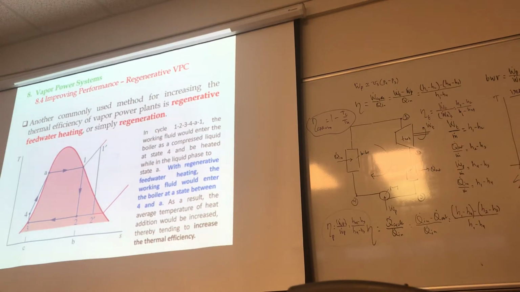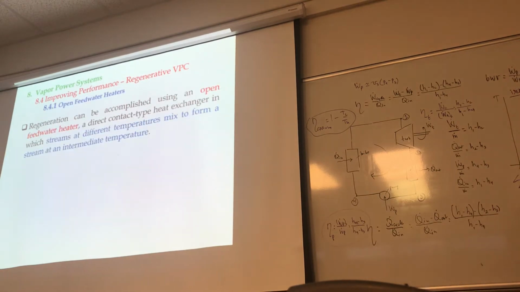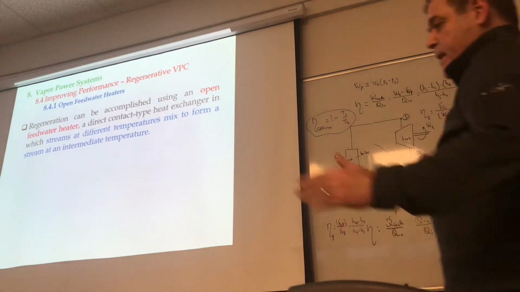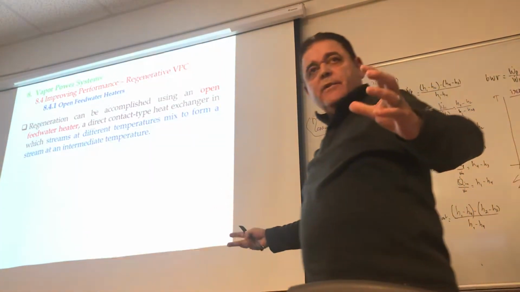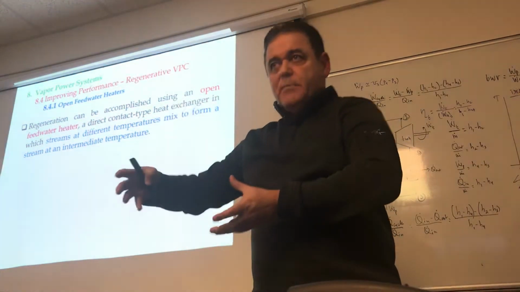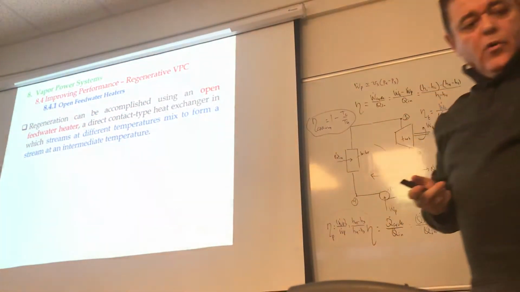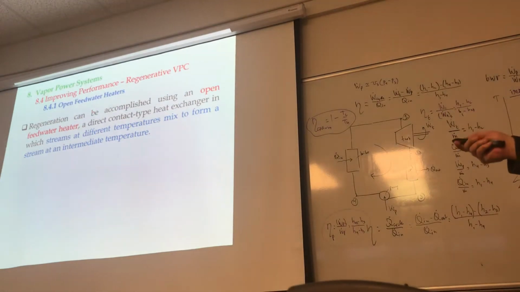So it's all nicely said and everything, but the problem is the implementation. You just want to increase this, but how are you going to make it happen? Well, it can be done 2 ways. Regeneration can be accomplished using what we call an open feed water heater. That means you gotta get some hot fluid here, some cold fluid there, and let it mix before getting pumped, right? Or it could be, it says here, a direct contact type heat exchanger in which streams at different temperatures mix to form a stream at an intermediate temperature.